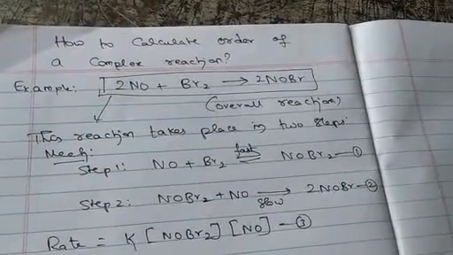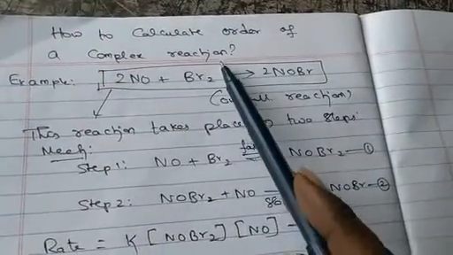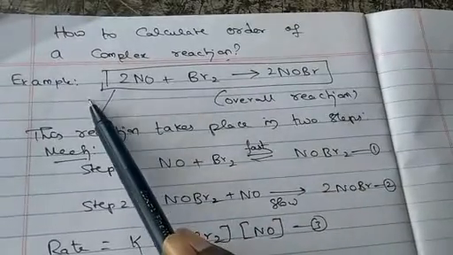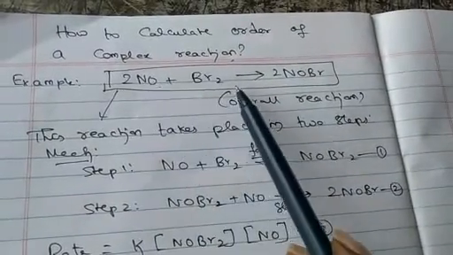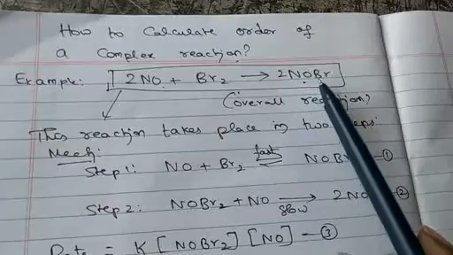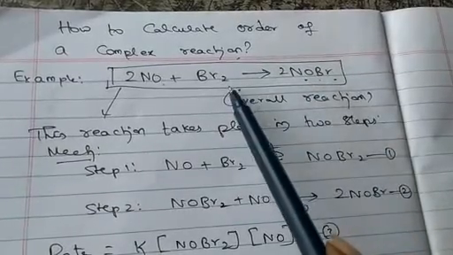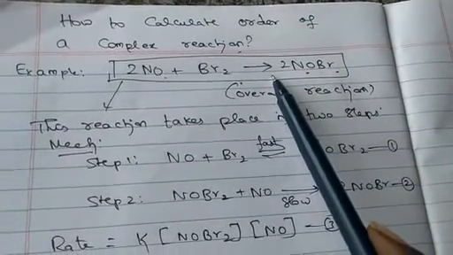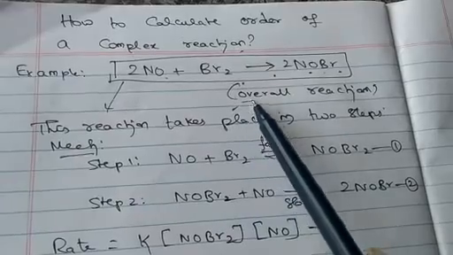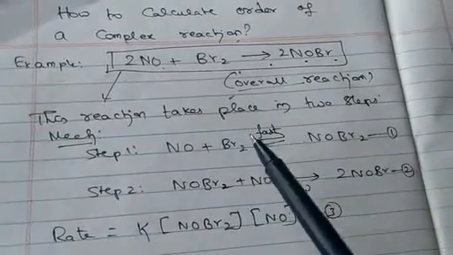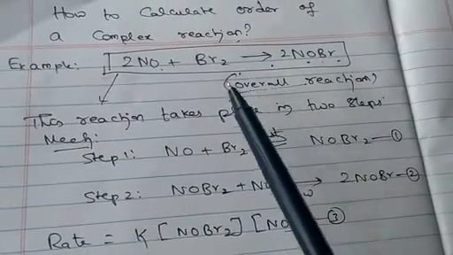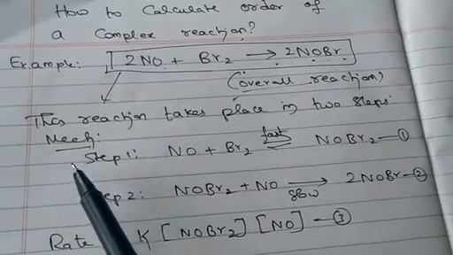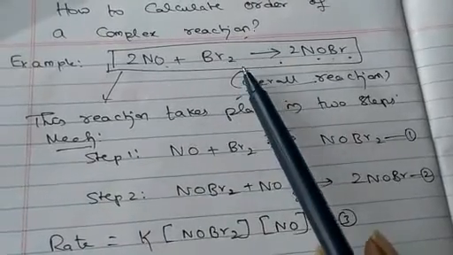Okay, this is how to calculate the order of a complex reaction. I took an example: 2NO plus Br2 gives 2NOBr. This is a complex reaction. This is the overall reaction, and this reaction takes place in two steps. So the mechanism of the reaction has two steps.